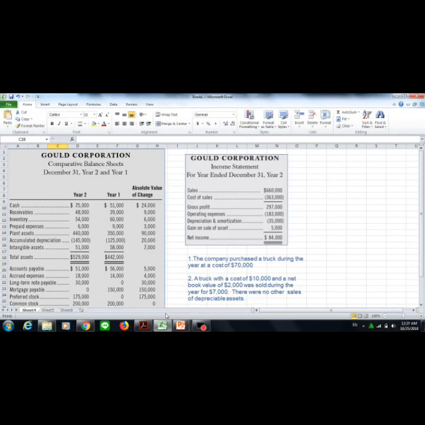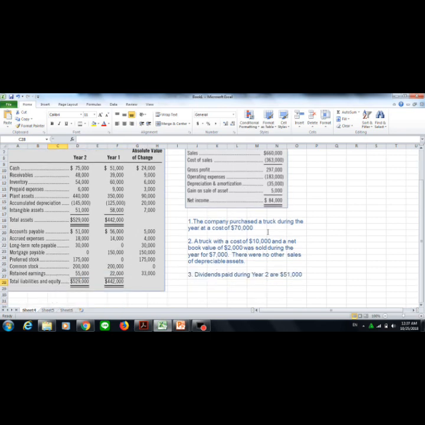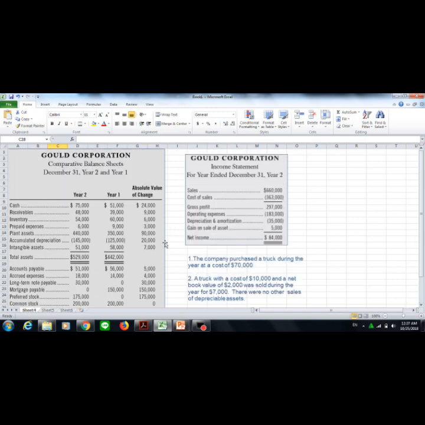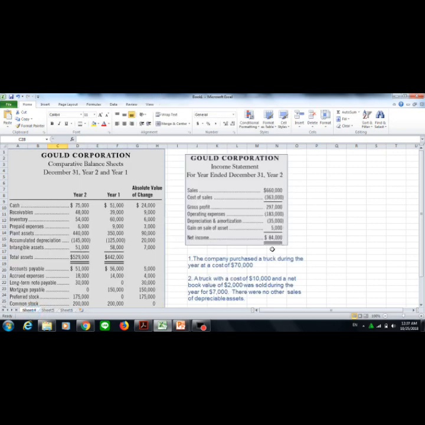So here I've got the Gold Corporation balance sheet or financial position, a comparative one, the first year and second year. And here is the Gold comparative income statement and some information about what we have done in this year. So here is the Gold Corporation statement of cash flow. So we can see the net income is 84,000. We got it from here.